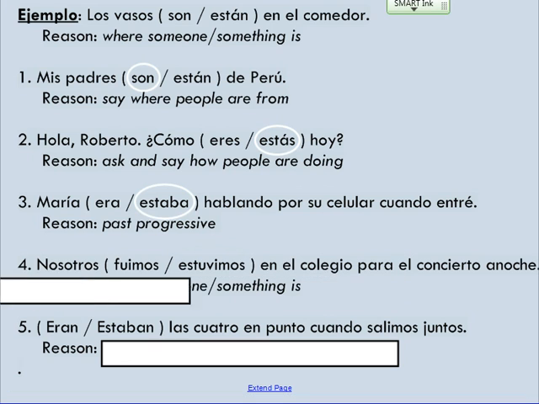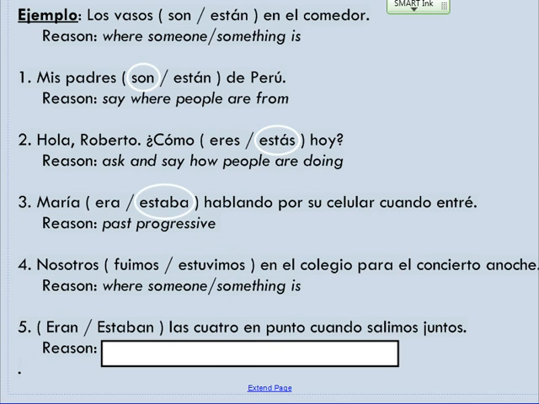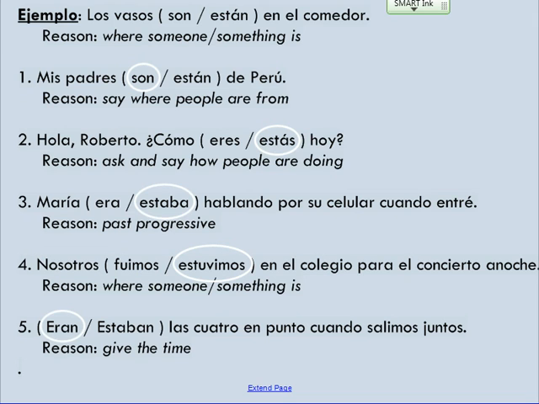Nosotros estuvimos en el colegio para el concierto anoche. And eran las 4 en punto cuando salimos juntos, to give the time.